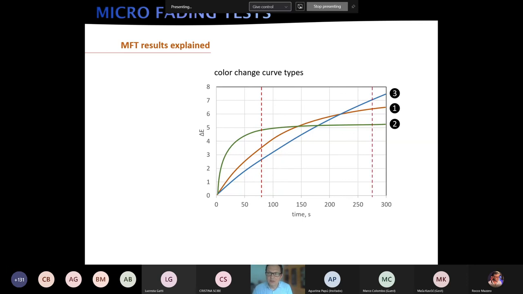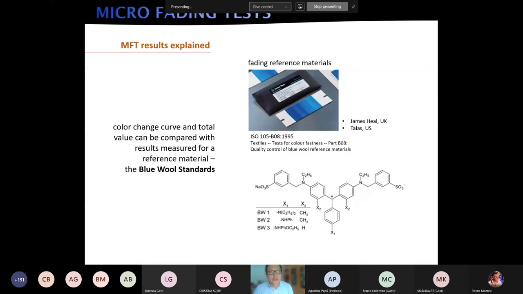And depending on the type of curve, it's an important question at which point we will finish our measurement, because if we finish prematurely, like here, we'll judge that this sample is the most sensitive because there's the highest color change, whereas in reality, it's quite stable in the long run. So using microfading, we can also test blue wool as a reference material.